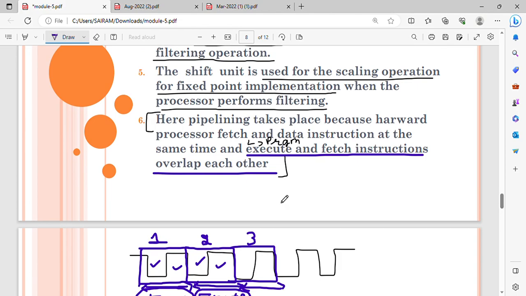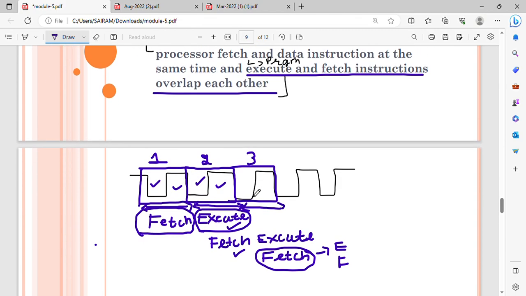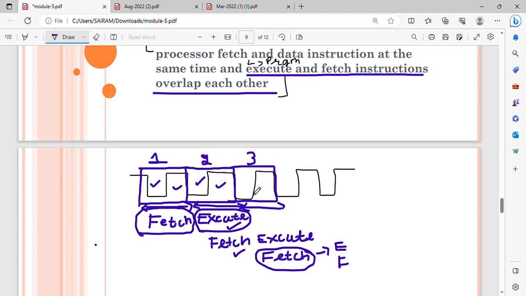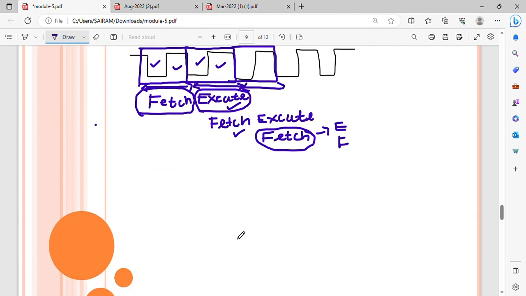So pipelining happens because of what the Harvard processor does: it fetches the program and data instruction at the same time. It fetches the program instruction and data instruction at the same time, and the execute and the fetch instruction overlap each other, right? That is what is going to happen. While one instruction executes, another instruction is fetched. While another instruction executes, yet another instruction is fetched. So that is where execute and fetch overlap each other. Right? This is the thing.